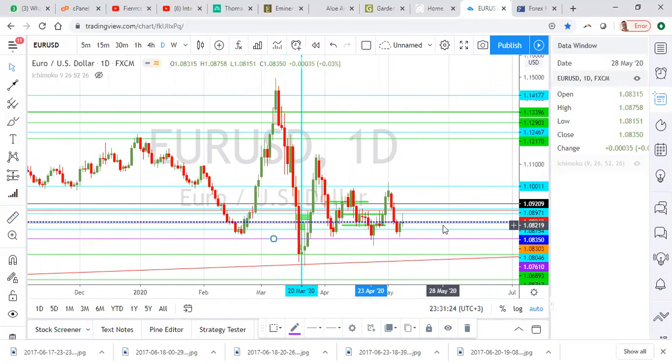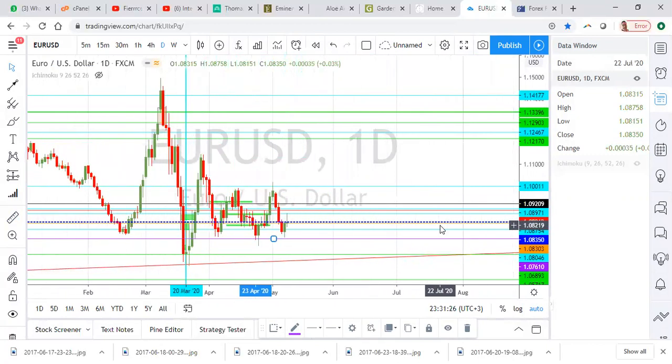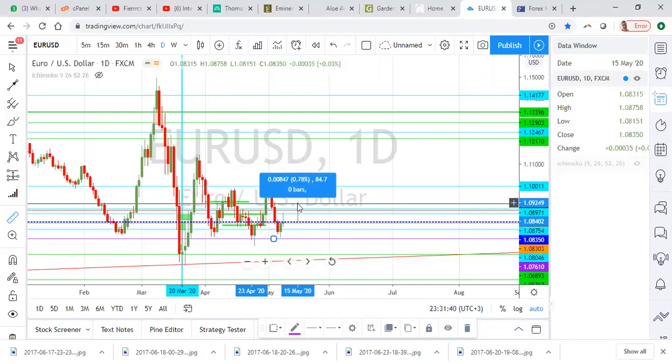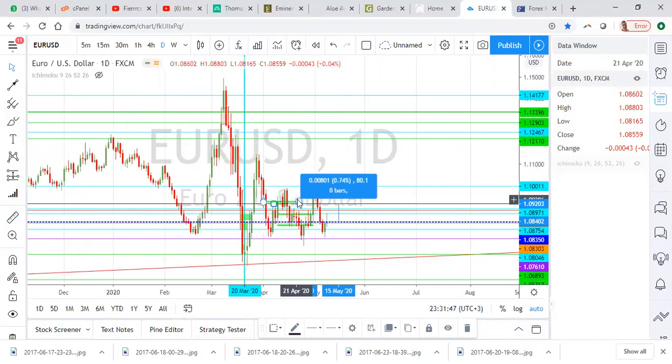So it's very possible that the Euro USD is on its way down, like by this. There are two options now. This one could go down 80 pips or go up another 80 pips. Then, as you can see, we are kind of in a range.